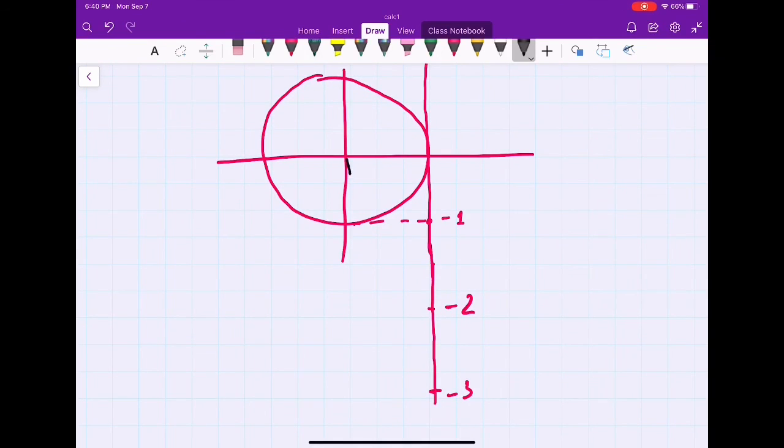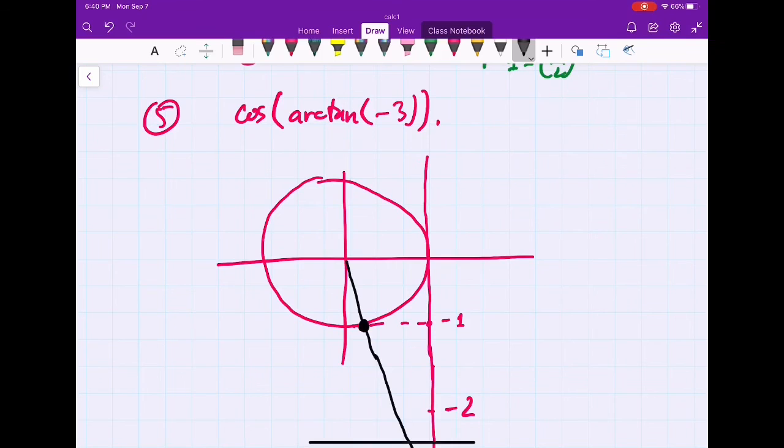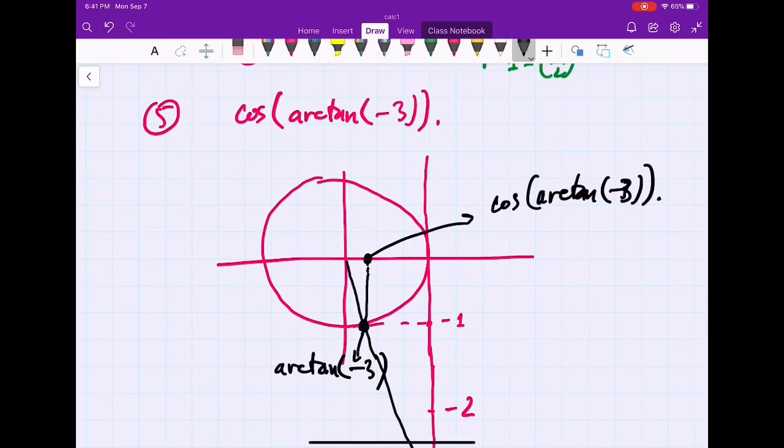You connect that point with the origin. That is your arctangent of -3. And then in order to find cosine, you need to draw the vertical line. So that is cosine of arctangent of -3. Yeah. For this, you get full credit. Okay. So I hope that the video is clear enough. If you have any questions, we can discuss with you on Teams or in the class.